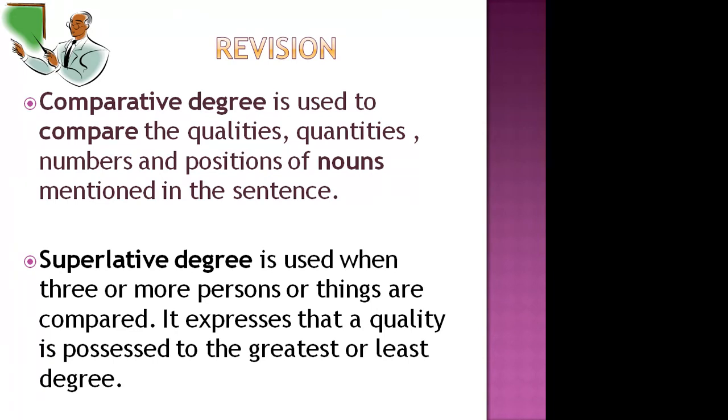Superlative degree is used when 3, okay, not 1, not 2, but 3 or more persons or things are compared. It expresses that a quality is possessed to the greatest or the least degree, if it is number 1 or number end of the list, both extremes.